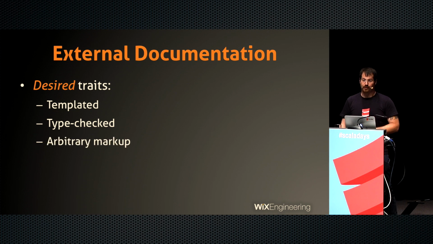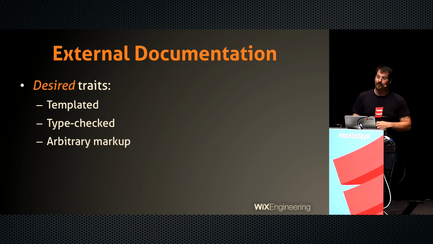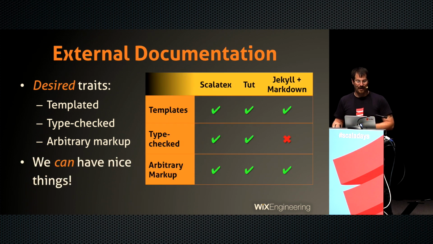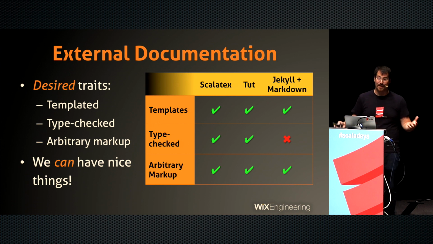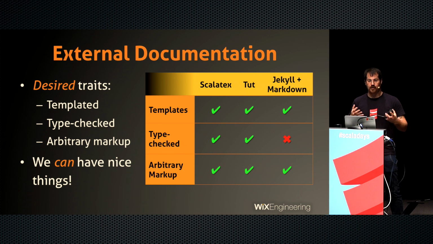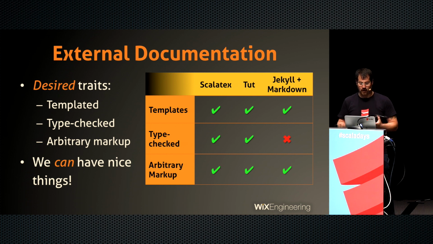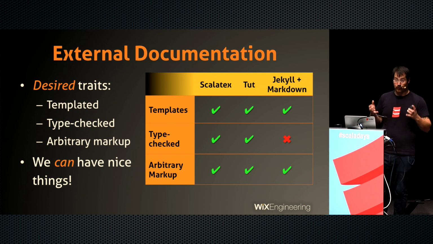And finally, because we're talking about user guides, we also need arbitrary markup. And it turns out that unlike almost any other software community I've ever been a member of, in the Scala community, we actually can have nice things. So there are three tools that I want to point out. Once again, this is not a comprehensive list. There are many ways of doing this. But there are three modern and well-designed, I feel, tools for producing this type of documentation.